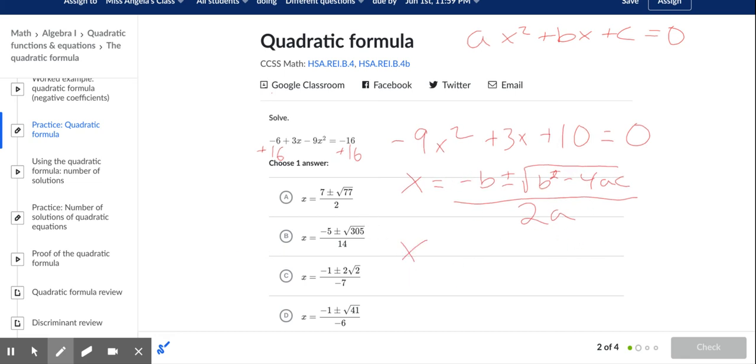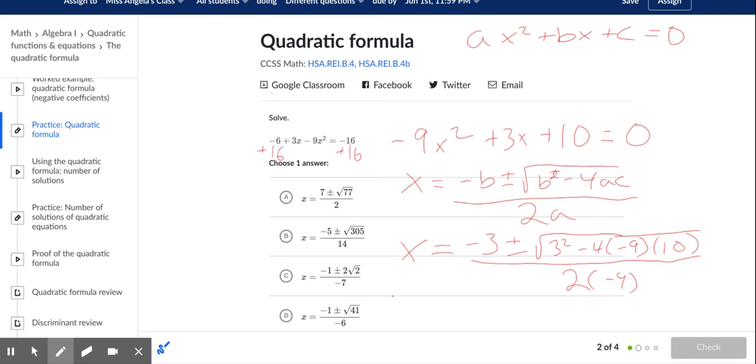So x equals negative b, which is going to be negative 3, right? If this is negative, by the way, so say this had been minus 3, then this would be positive. So it's just the opposite sign of whatever is here. Plus or minus b squared, so 3 squared, minus 4 times negative 9, that's A, times C, which is 10, over 2 times negative 9.